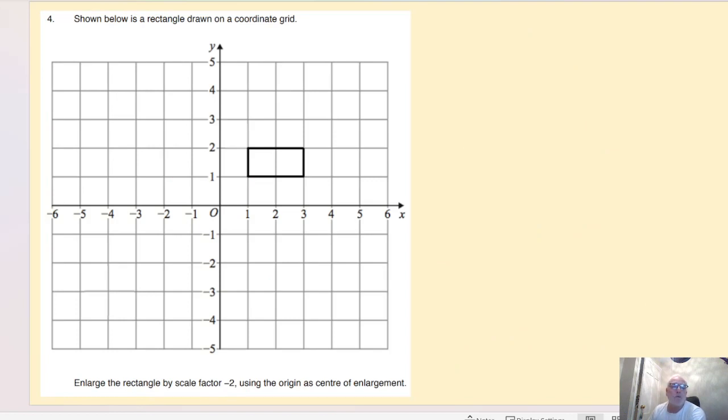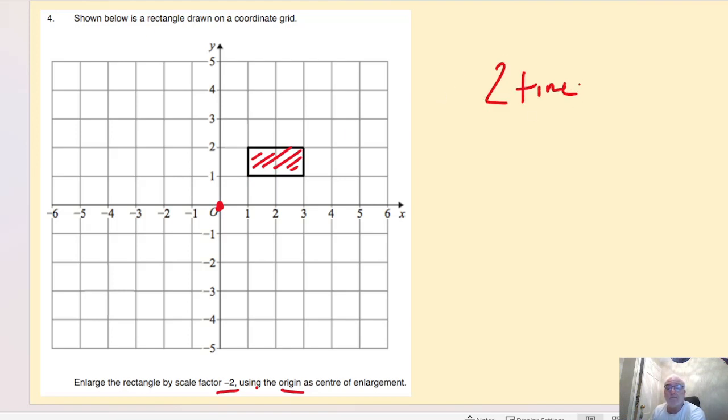So again, think about what we could be looking to anticipate, what we're going to be trying to find. If I said that something was this shape here, and we're given: enlarge the rectangle by a scale factor of -2, use the origin as centre of enlargement. So let's just put in what they give us at the minute. And we're going to put the origin in. And we're going to make it, in effect, 2 times bigger. The only difference is it is 2 times bigger, but it's -2 times bigger.